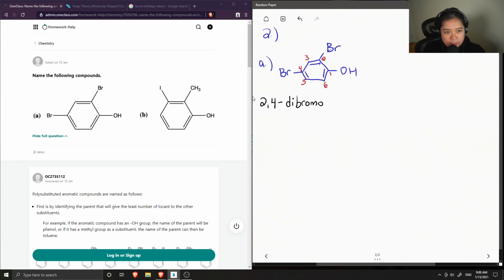And our parent is benzene, which can also be called a phenyl group. So the parent name is phen, and then we are going to end it in ol, which already tells us that carbon 1 has the alcohol group. So the name of this compound is 2,4-dibromophenol. So now we can do a similar approach to our second compound.